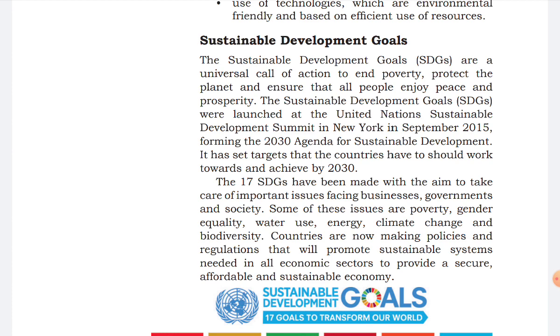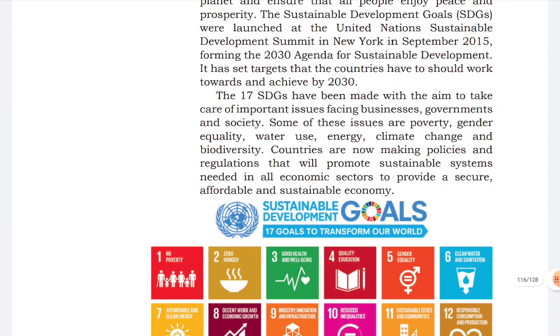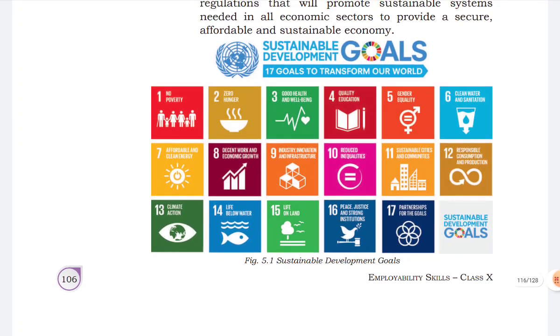It has set targets that countries should work towards and achieve by 2030. It has made 17 SDGs, Sustainable Development Goals, which have been made with the aim to take care of important issues facing businesses, governments and societies. Some of these are poverty, gender equality, water use, energy, climate change, biodiversity, etc. Countries are now making policies and regulations that will promote sustainable systems needed in all economic sectors to provide a secure, affordable and sustainable economy. These are 17 goals to transform our world which are given by sustainable development.